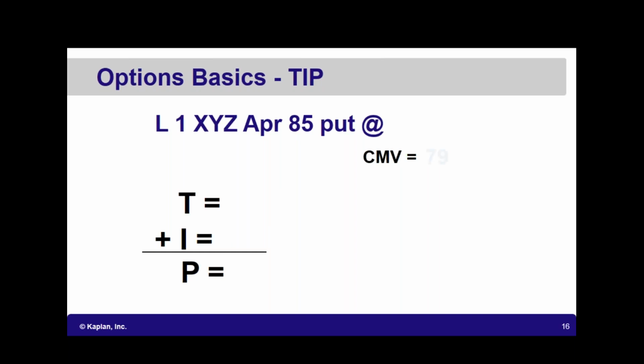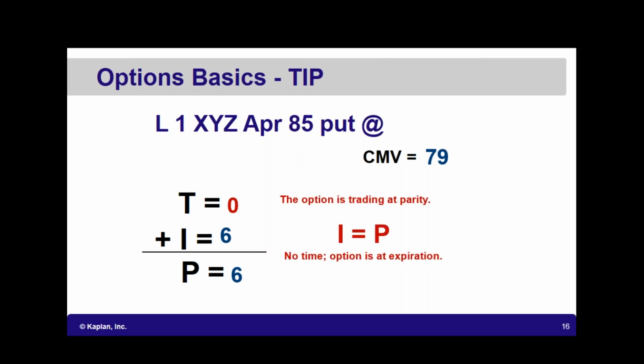Last but not least, 79 is my current market value, and that's below 85, definitely below 85. My premium is 6. My intrinsic value is 6. Hmm. So it looks like, once again, I have no time value left. So I think this option actually expired today.